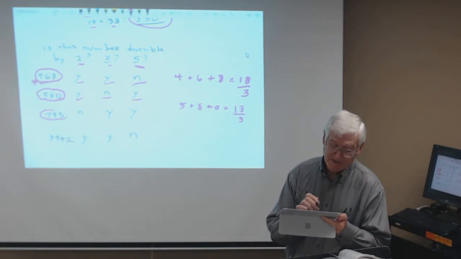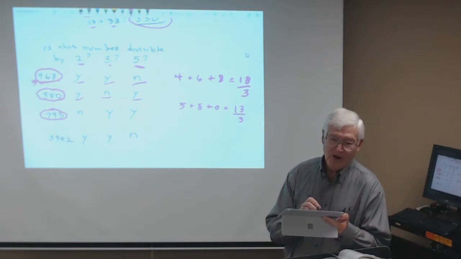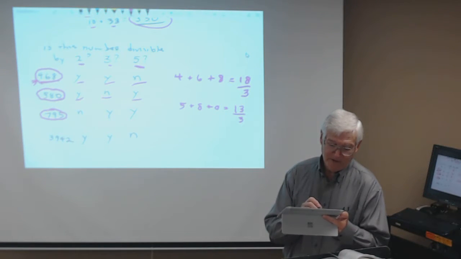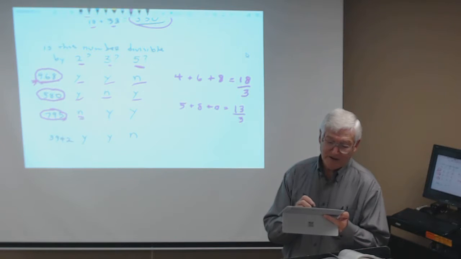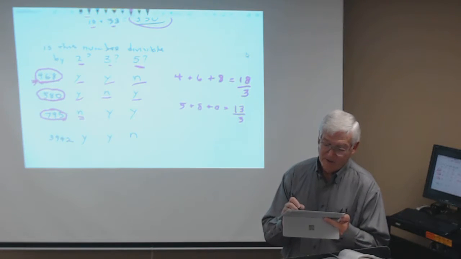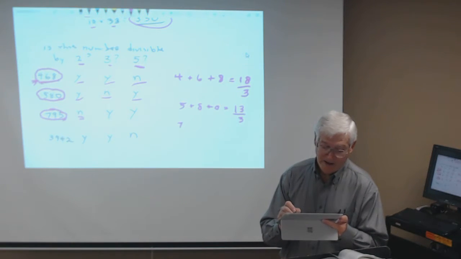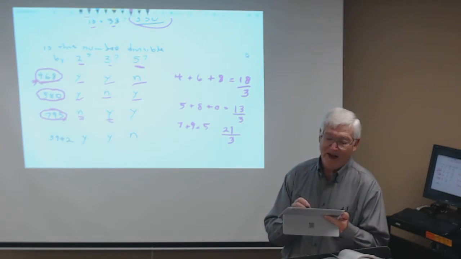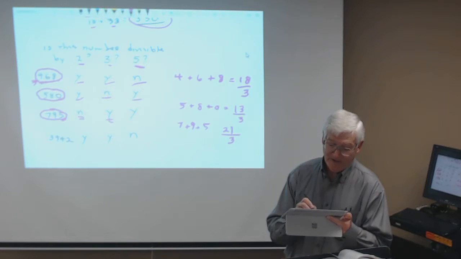795. Is it divisible by 2? It doesn't end with an even number, so no. Is it divisible by 3? I don't know. 7 and 9 and 5 add up to what? 21. Yeah, that's divisible by 3. Yes. Is it divisible by 5? It ends in a 5, so yes.